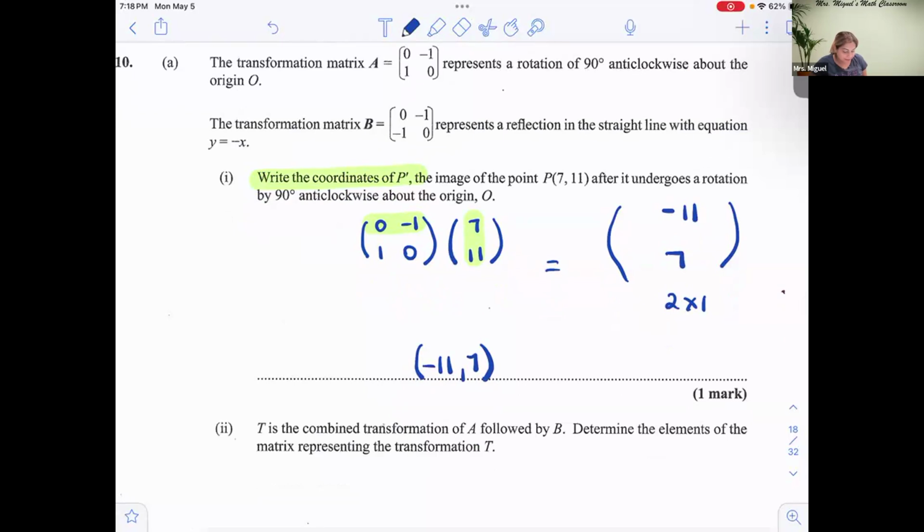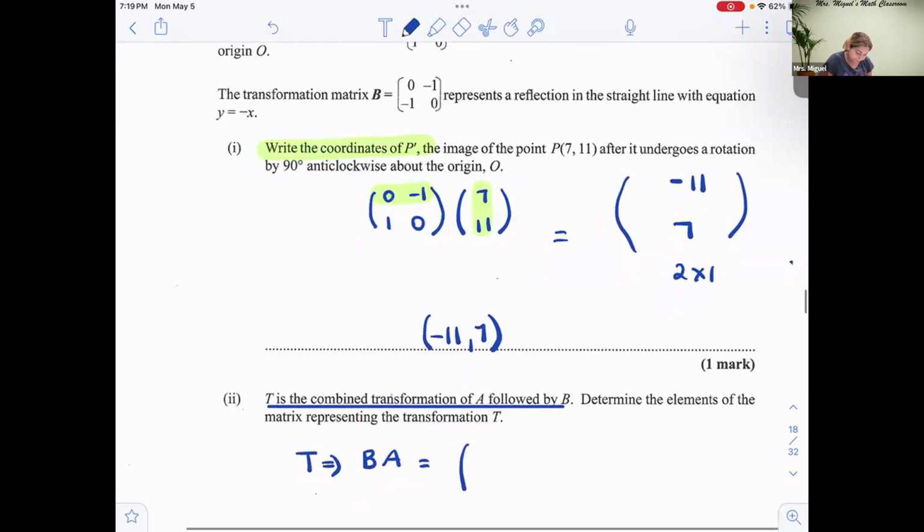T is the combined matrix of A followed by B. Now, that is no way AB. They say T is the combined matrix of A, so A going first. So this is really BA. Now, both are 2 by 2 matrices, so you can't tell whether it's AB or BA just by looking. So this is something that you need to know. So the transformation matrix is BA.